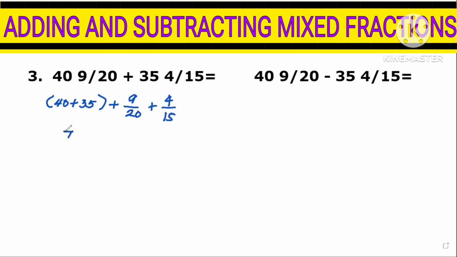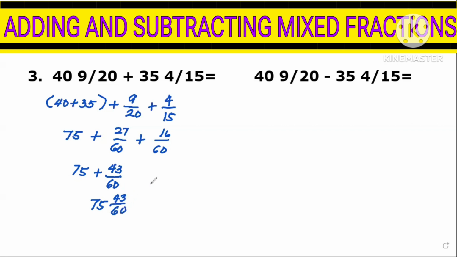Now, 40 plus 35 is 75 plus converting this into equivalent fractions using LCD as a denominator. Ang LCD natin ay 60. So, minultiply ang 20 by 3, kaya naging 60. We also multiply 9 by 3, 27. Ito naman, minultiply ang 15 by 4, kaya naging 60. We also multiply 4 by 4, so we have 16. So, adding everything, we have 75 plus 27 plus 16 is 43 over 60. So, final answer is 75 and 43 over 60. Hindi na natin pwedeng i-reduce yan sa lowest term.